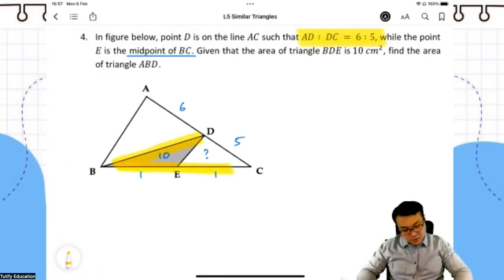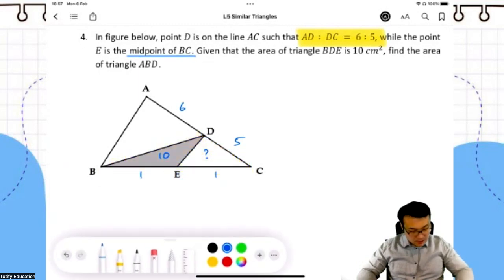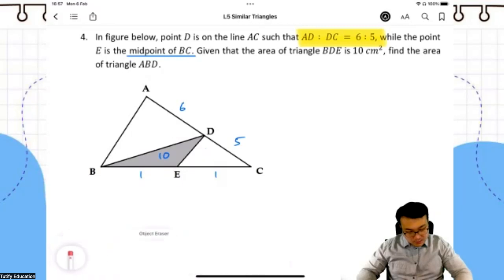Just compare these two triangles. Do they have the same height? They have the same base. So then what is the area of this? 10. Yes, it has to be 10.